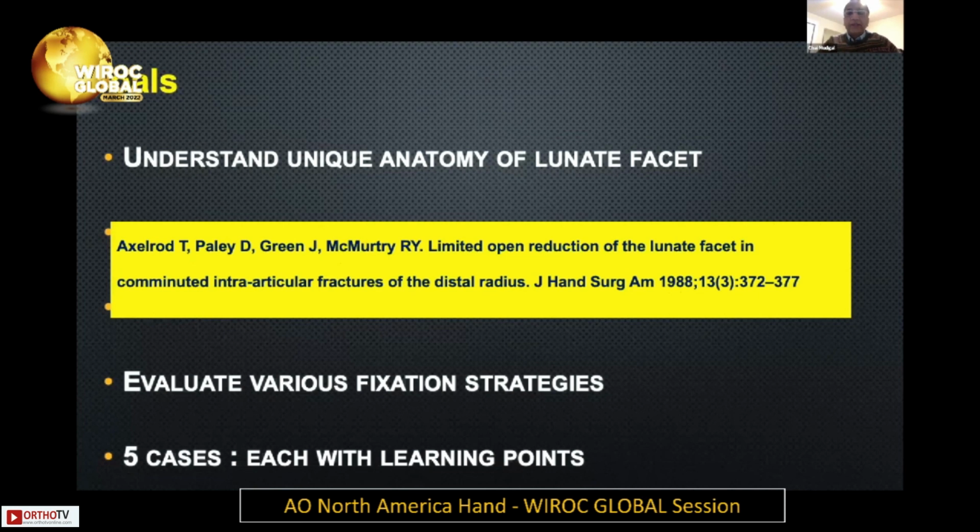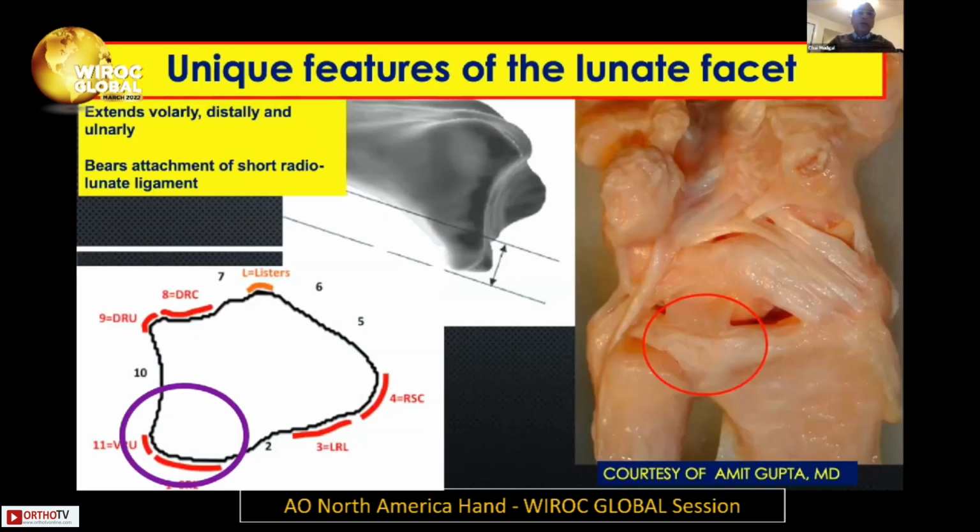Now, if we think that we've gotten really cognizant of this problem in the last 15 or 20 years, think again, because Terry Axelrod wrote about this particular problem nearly 32 years ago. So what is so unique about the lunate facet? Well, it is not located at a level that you would want it to be to fix it with a volar monoblock plate, in that it extends volarly, distally, and ulnarly.